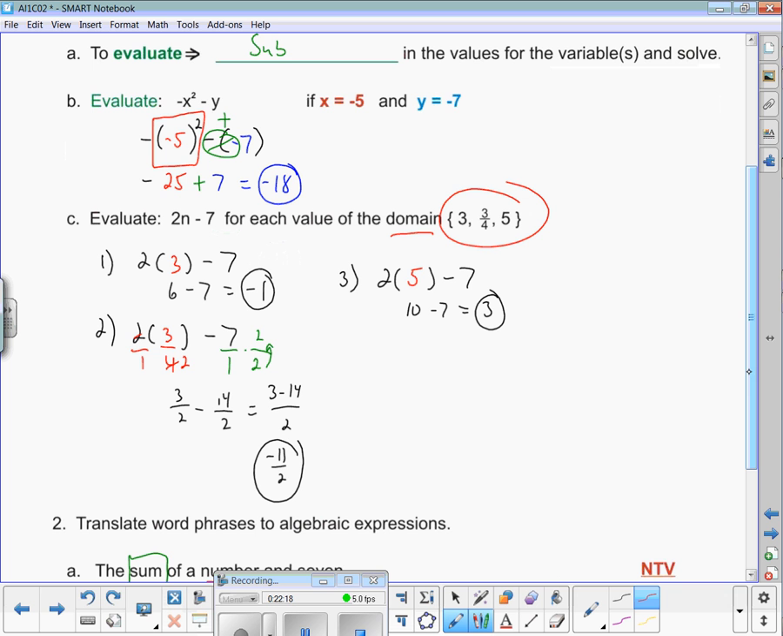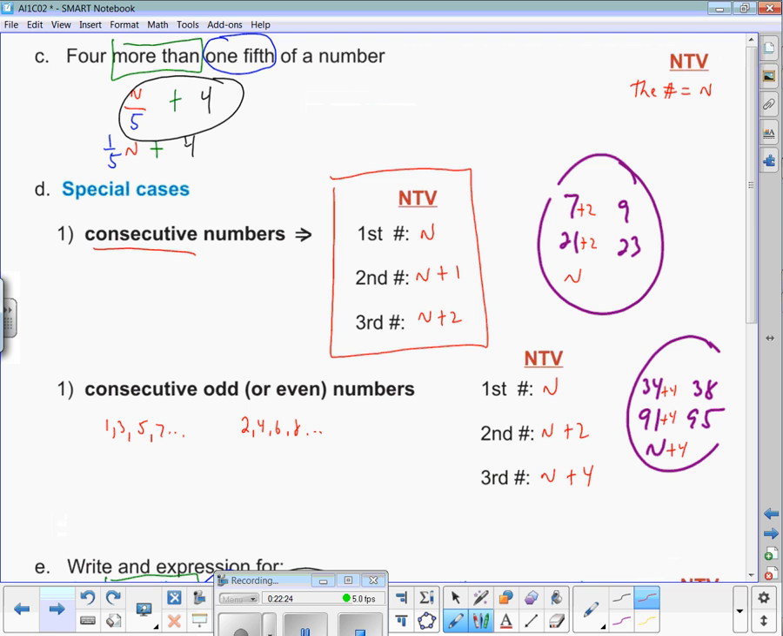If they give you a domain, it just means it's that many problems. Not a big deal. And then, of course, we went to translating. This is always the case for consecutive numbers. This is always the case for consecutive even or consecutive odd. Always. Remember those and you'll be in great shape.